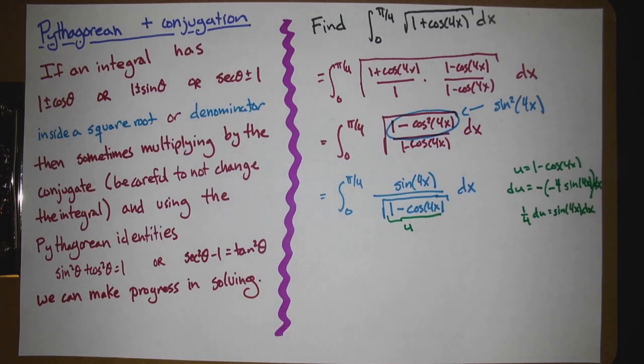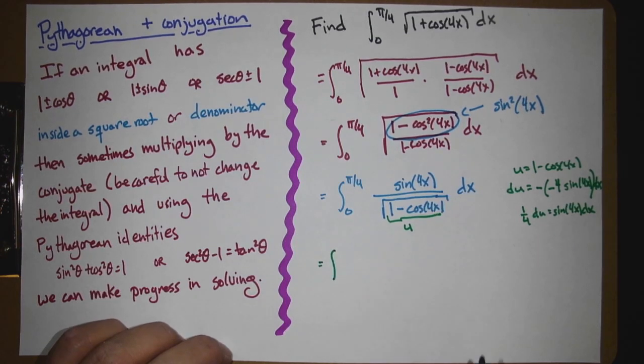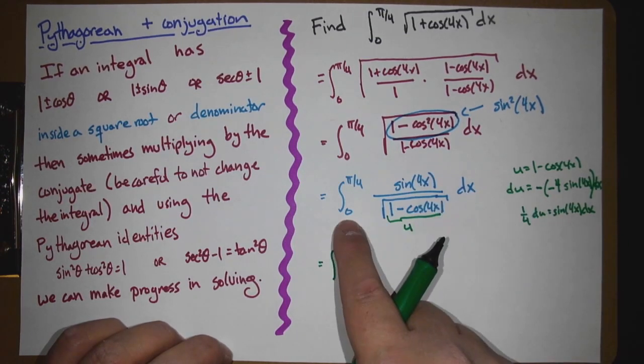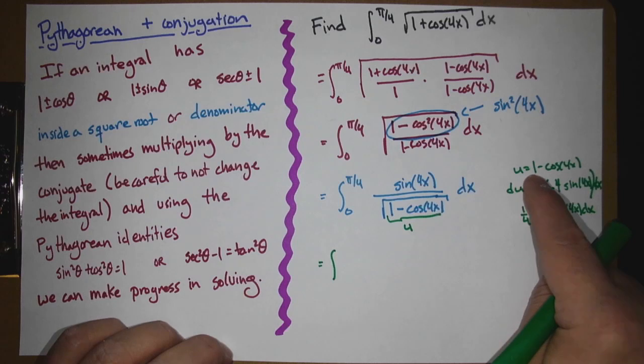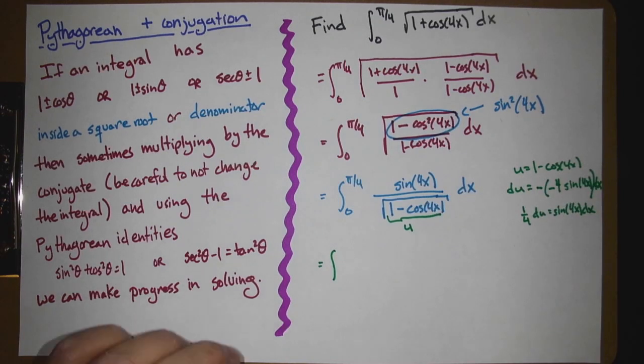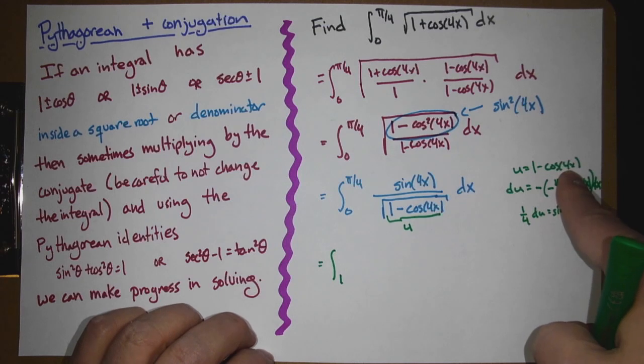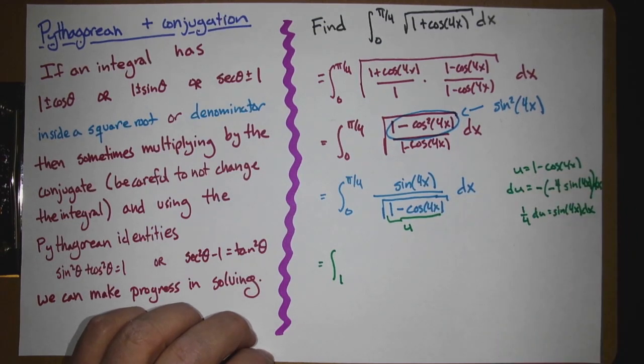All right. We're close. Okay, so let's now update. Let's start with the bounds. When we plug in 0, what do we get? 1 minus cosine of 0. Cosine of 0 is 1, and 1 minus 1 is 0. Okay, plug in pi over 4. 4 times pi over 4 is pi. So we get 1 minus cosine pi.